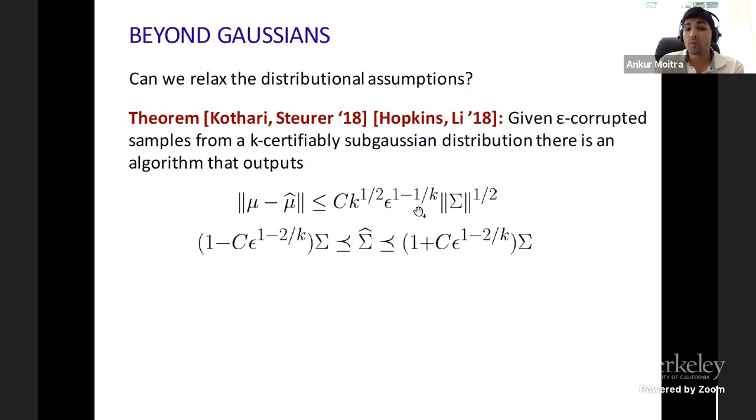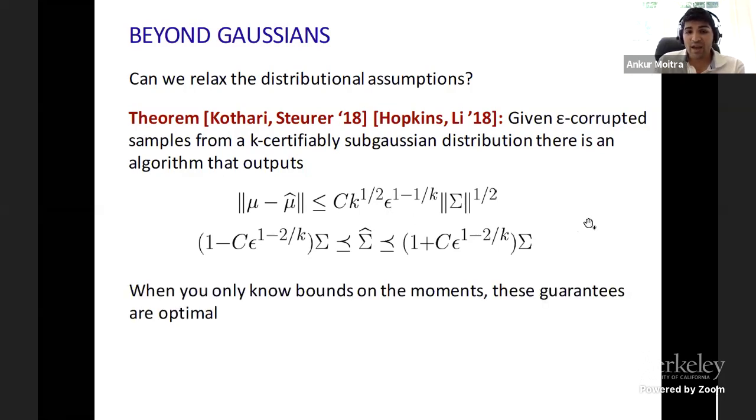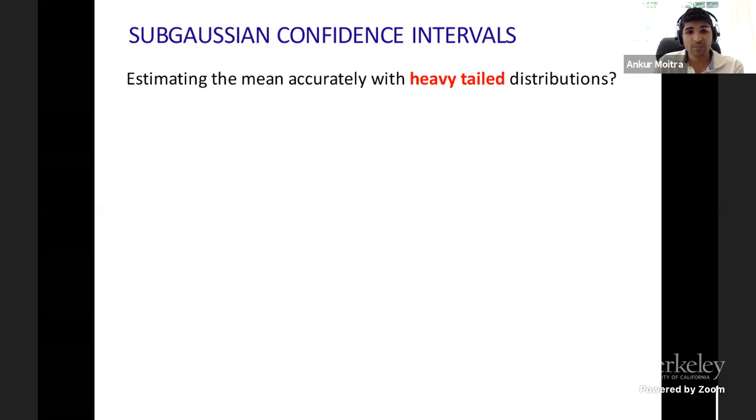As you have more and more moment information, the estimator improves in the sense that it approaches this optimal epsilon dependence. But in fact, when all you know is that you have bounded moments, this epsilon to the 1 minus 1 over k type of dependence is actually the best that you can hope for information theoretically. So this is a really neat line of work too.